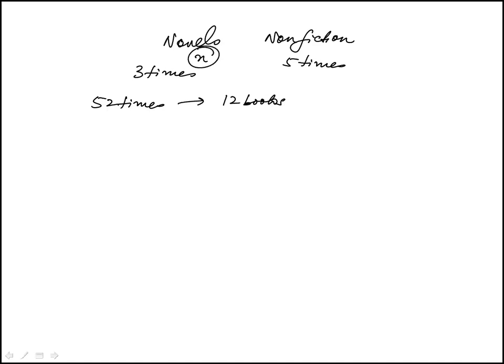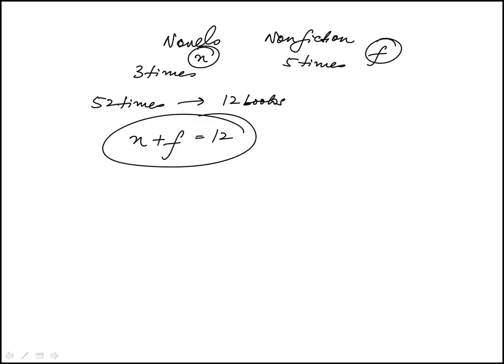So I'm going to call the number of novels N and the number of nonfiction books F, just to keep away the letter N. The 12 books were discussed, which means the number of novels plus nonfiction books is 12. So that's one relationship. If N novels were discussed, then 3 times that would be the number of times they would meet. Same thing for the nonfiction would be 5F, and that has to total 52. So those are the 2 equations, and we need to solve for N.